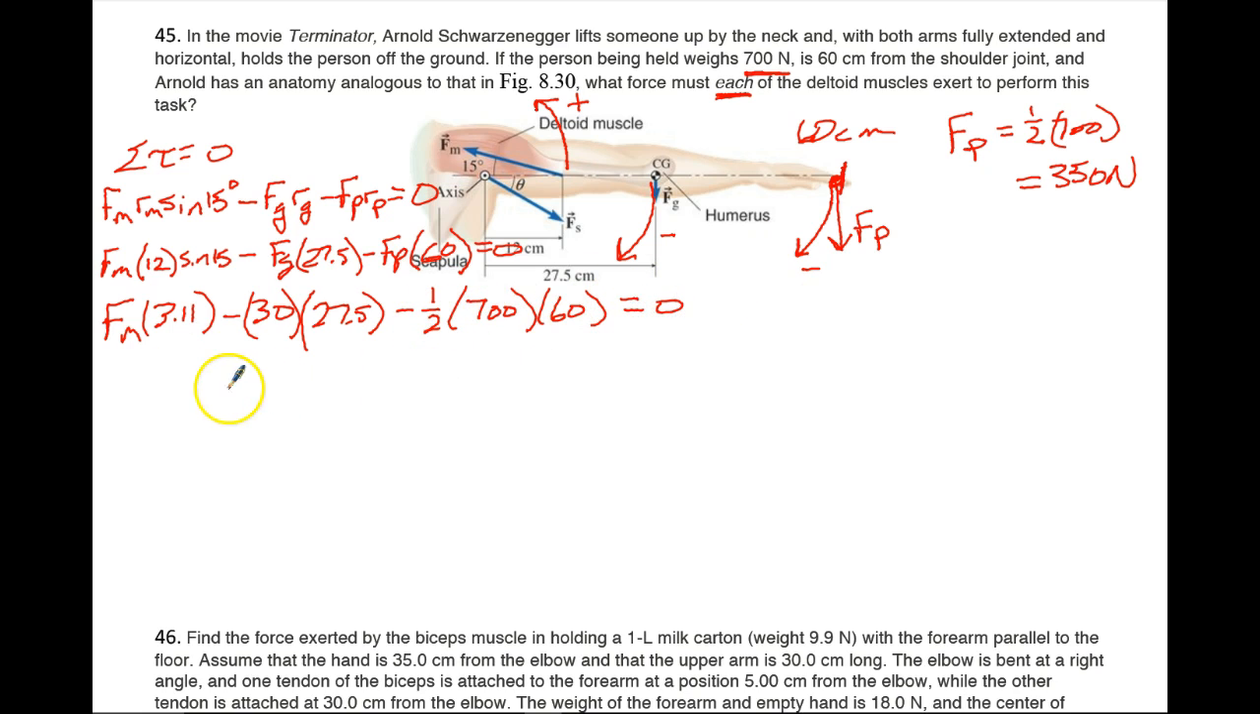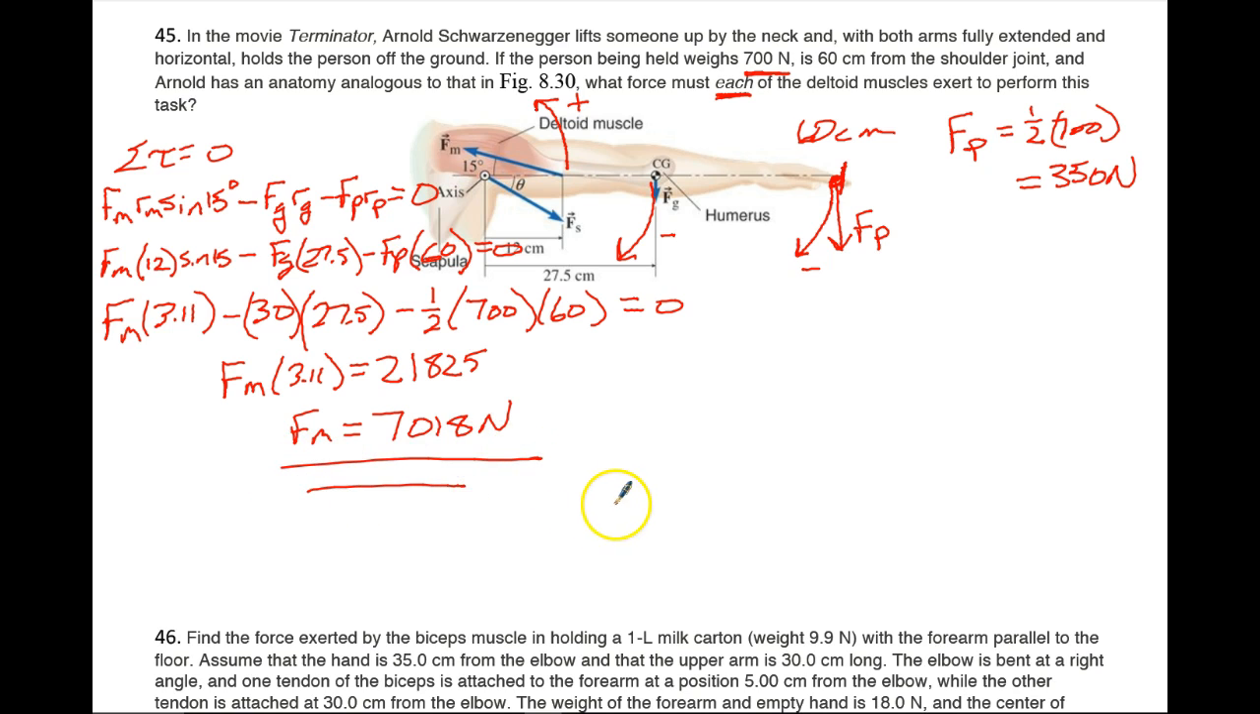At this point we know that Fm times 3.11 is equal to 21825. I just went ahead and did the products of these and then added the 2 together. Notice this is negative and this is negative, so you're going to add the 2. And then when you go on the other side, it'll get rid of the negative. So now we know that the force that the muscle has to exert is 7,018 newtons, and that is a tremendous amount of force for that muscle to be doing. But it's Arnold Schwarzenegger.